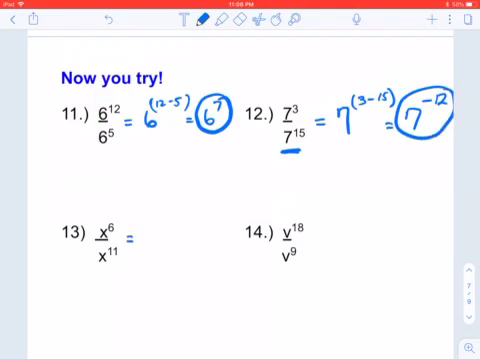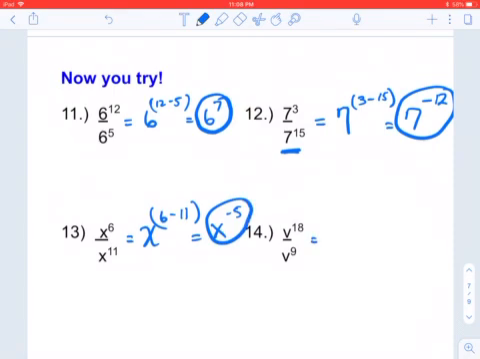Next one, we have more powers of x in the bottom. So this one also would come out to a fraction. It's going to be obvious that you'll use a negative exponent here when you just go ahead and subtract your exponents in order. So x to the 6 minus the 11th power is going to give us x to the negative 5 power.